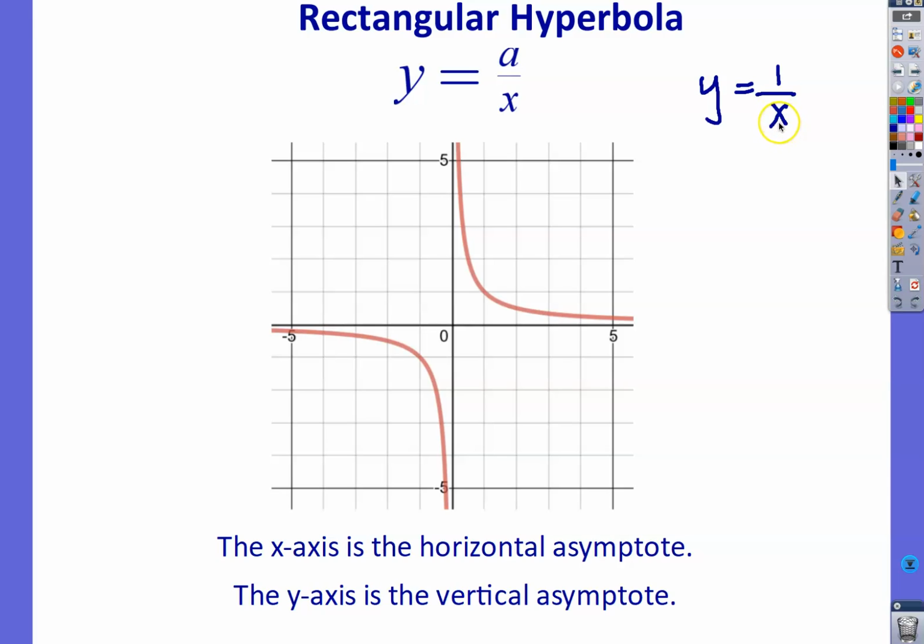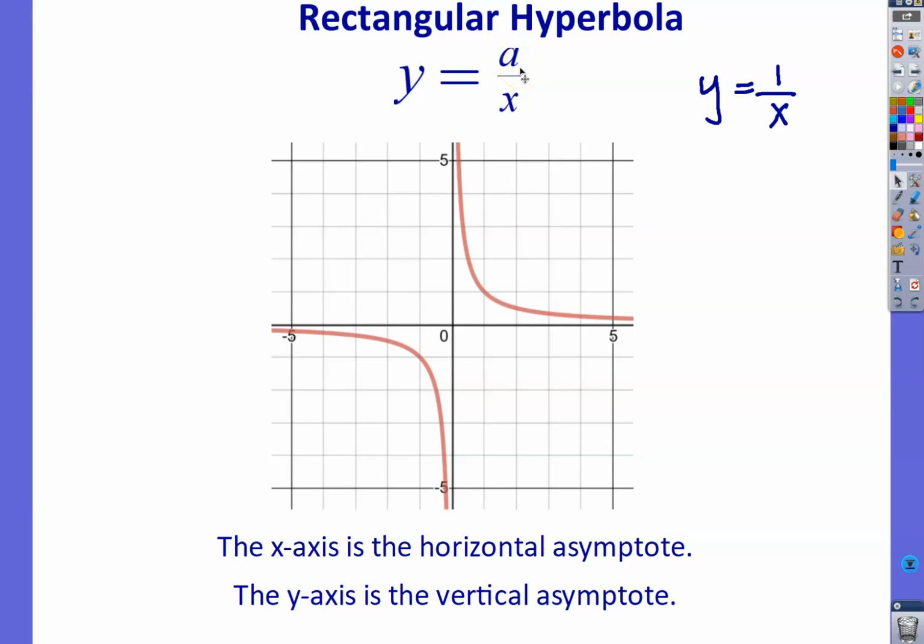Similarly, if x equals -5, y becomes -1/5, which is that point. And if x equals -1/5, y becomes -5, which is that point. So every rectangular hyperbola has a horizontal and a vertical asymptote. Okay, let's see what happens to the graph as we change the value of a.